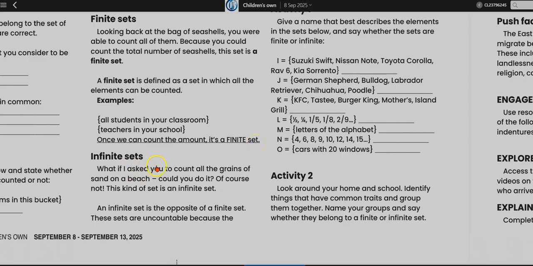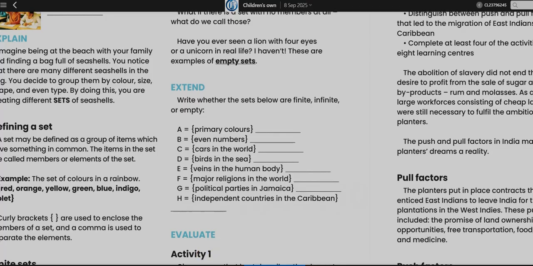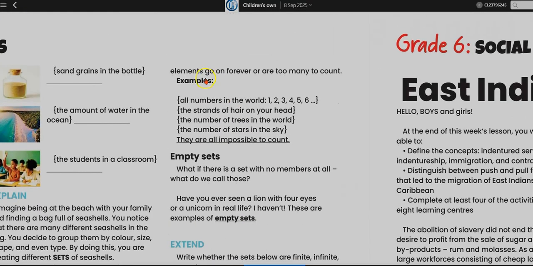Now, infinite sets. What if I asked you to count all the sand or all the grains of sand on a beach? Could you do it? Of course not. This kind of set is an infinite set. An infinite set is the opposite of a finite set. These sets are uncountable because elements go on forever, or they are too many to count.